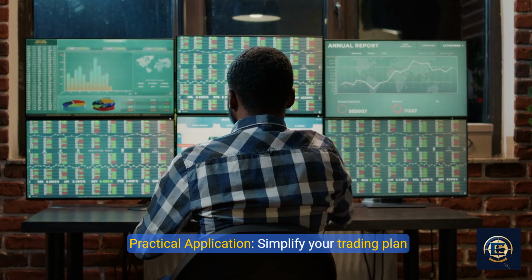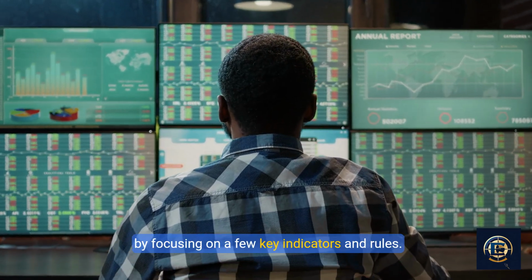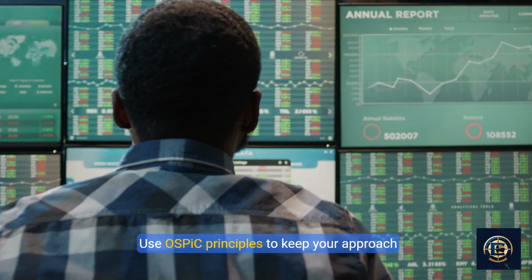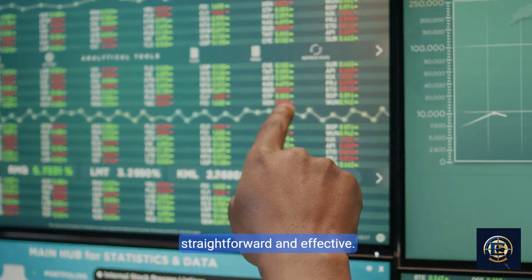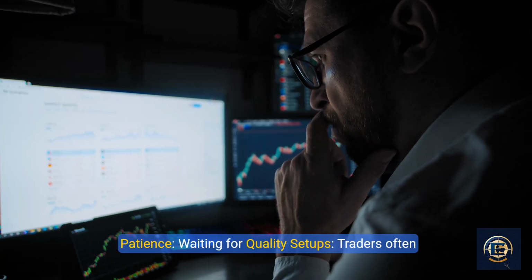Practical application. Simplify your trading plan by focusing on a few key indicators and rules. Use OSPiC principles to keep your approach straightforward and effective. 3. Patience. Waiting for quality setups.